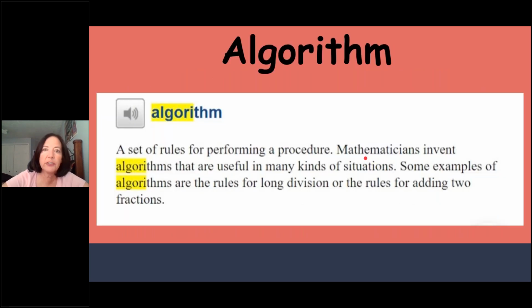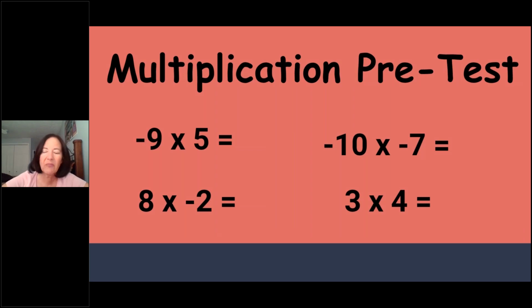The next vocabulary term is algorithm. That's just a fancy word that means the rules for performing a math procedure. So I use the correct vocabulary because you might be asked a question in the future where they throw that term in, and I just want you to be familiar with hearing it. And within this lesson, we're going to learn the algorithm, or the rules, for multiplying and dividing when negative numbers are involved.